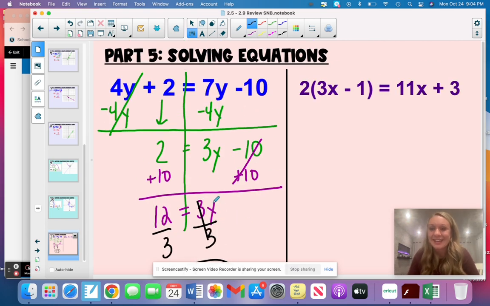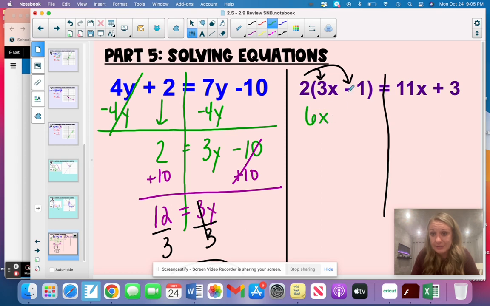Sheesh. Okay, last one. When you see an equation like this, please don't be intimidated by how much is involved there. We'll just go piece by piece. So this right here is distributive property, which means that we're going to use multiplication to distribute this 2 to each piece. When I do 2 times 3x, that gives me 6x. Bring down the minus sign. 2 times 1 is 2. And then I haven't touched anything over here, so I'm just going to rewrite it.